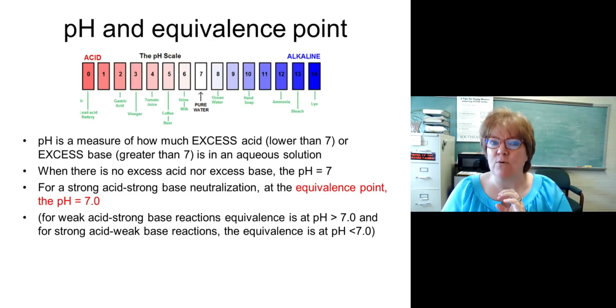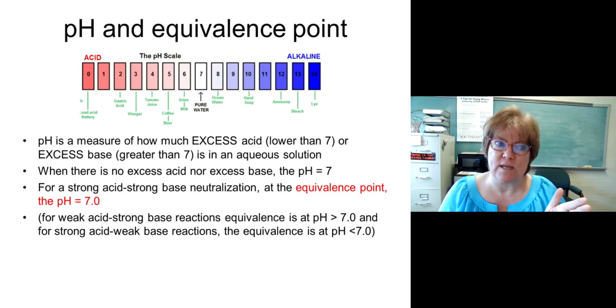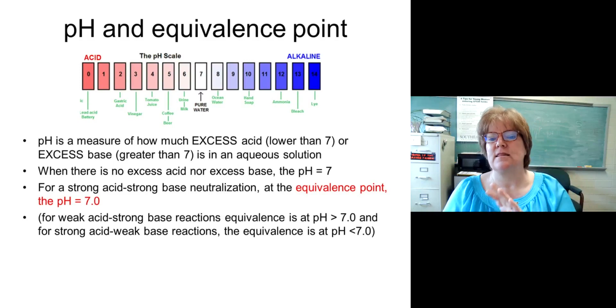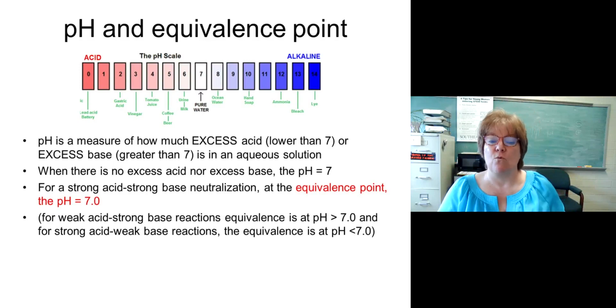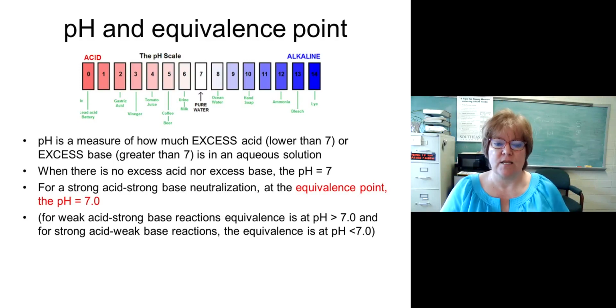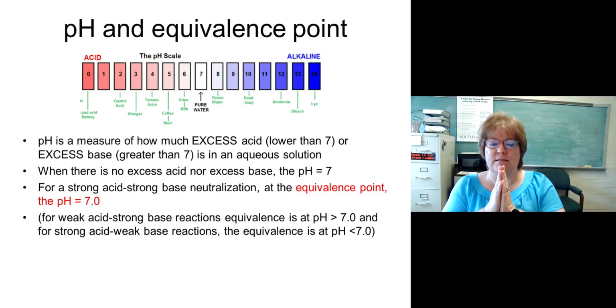If you are not reacting a strong acid and strong base, if there's a weak acid or a weak base, this is not a truism, so be careful. You'll be doing that later on in chemistry too. So we're looking for a pH of 7. It turns out that if I have no extra acid and no extra base, I should be at pH 7. Everything's reacted. And at that point, I'm going to look for something that can tell me I've reached pH 7.